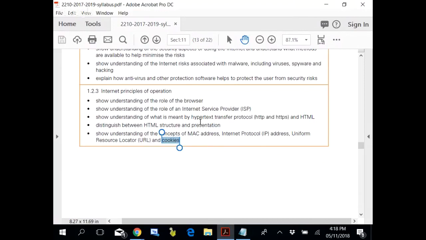Make sure, अगर एक past paper में question था कि cookie harms? No, it is not. It does not harm you. So how does it harm you?